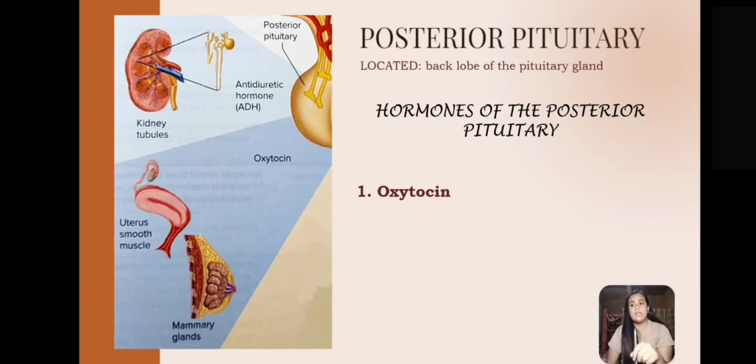So oxytocin is responsible for childbirth in women. It causes contraction of the smooth muscles during childbirth, labor, or sexual relations or breastfeeding. So it causes milk ejection or the letdown reflex of the milk. So this oxytocin is released during that time.